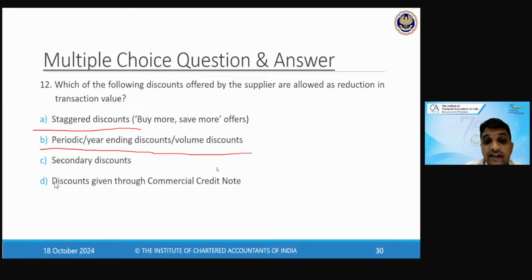People have said C and D. C and D is not the answer because they are not allowed as reductions. Correct? Staggered discount is not allowed and discounts given through commercial credit note is not allowed.